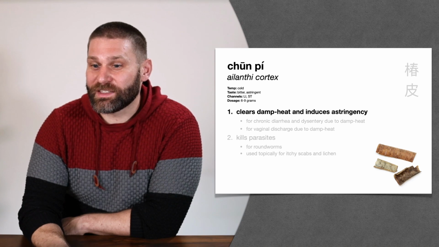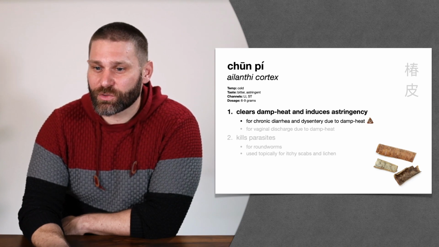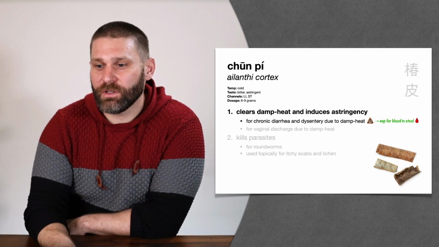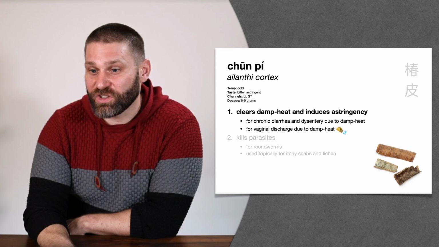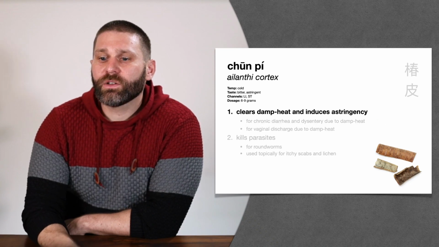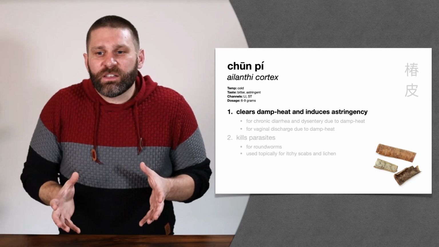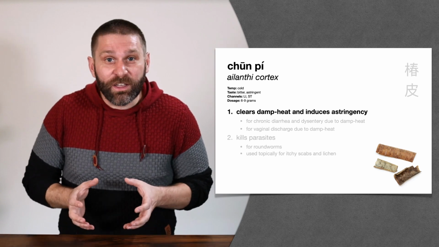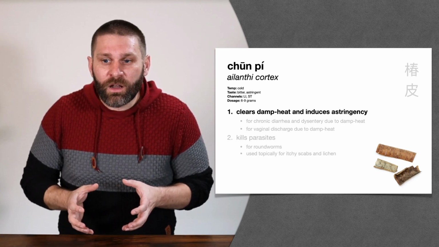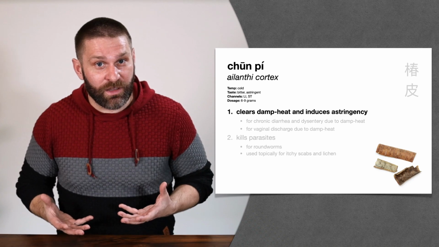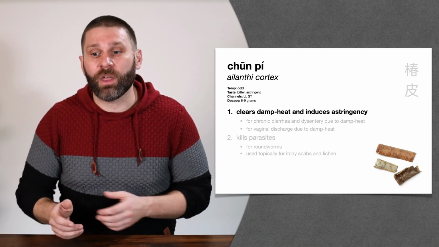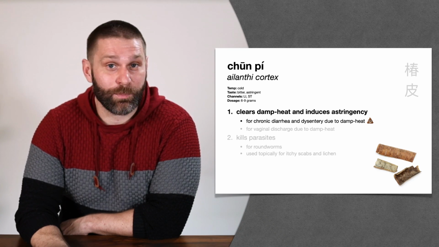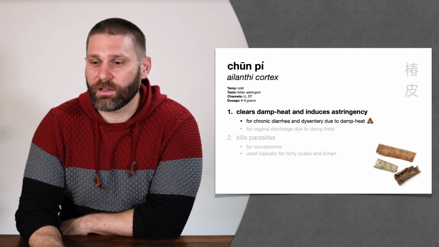And for this one, what we're going to know is that it clears damp heat and induces astringency, especially for chronic diarrhea and dysentery due to damp heat, but it can also be used for vaginal discharge due to damp heat. So again, this is one that's doing both. It has an astringent property to hold things in, so it's holding the diarrhea in, but it also has a bitterness that's clearing out the damp heat. So we're doing both at once. So that's why I'd say especially for chronic diarrhea and dysentery due to damp heat, because it's both holding things in and clearing the damp heat.